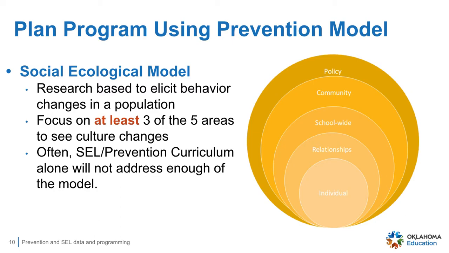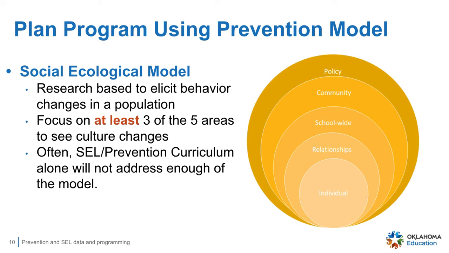Now we are going to discuss the best practice for program implementation. The SEM is a public health model that is used to elicit behavior change. From research, this model indicates that if a school focuses on at least 3 out of the 5 areas, you are more likely to see culture change. Preferably, we would like to see all of these areas as a priority.